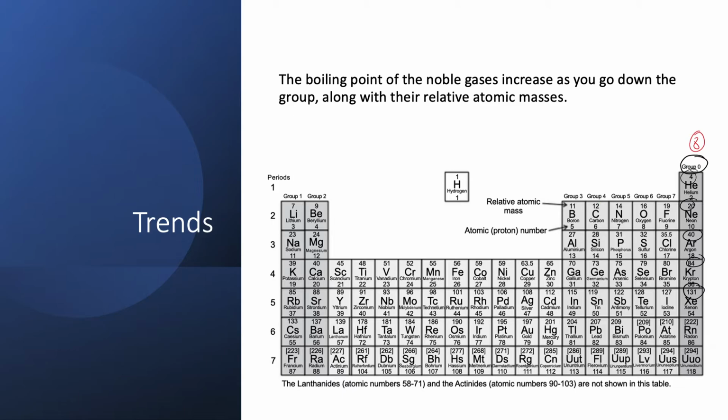And as you can see, I've circled the relative atomic masses. And those increase as you go down the group as well. So helium has a relative atomic mass of 4, and neon, going down the group, has a relative atomic mass of 20, and then argon has a relative atomic mass of 40, and so on.